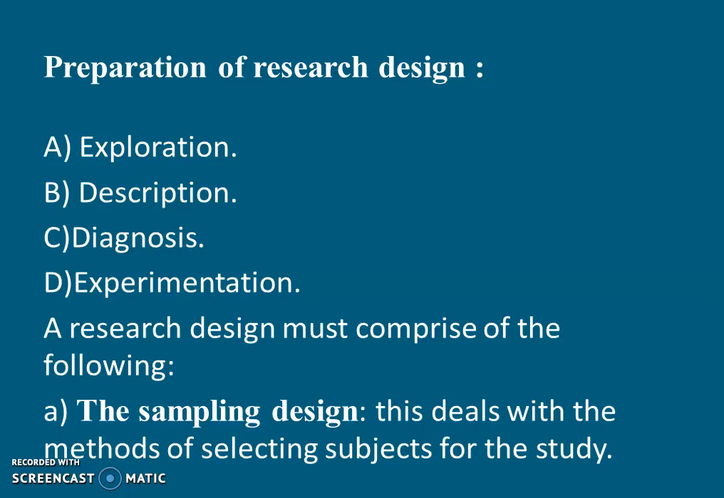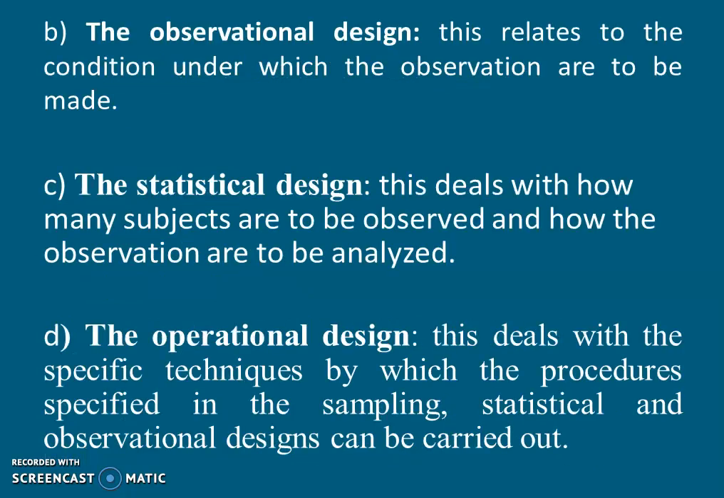Number 1, the sampling design. This deals with the method of selecting subjects for the study. Number 2, the observational design. This relates to the conditions under which the observations are to be made. Number 3, the statistical design. This deals with how many subjects are to be observed and how the observations are to be analyzed. Next, the operational design. This deals with the specific techniques by which the procedures specified in the sampling, statistical and observational designs can be carried out.